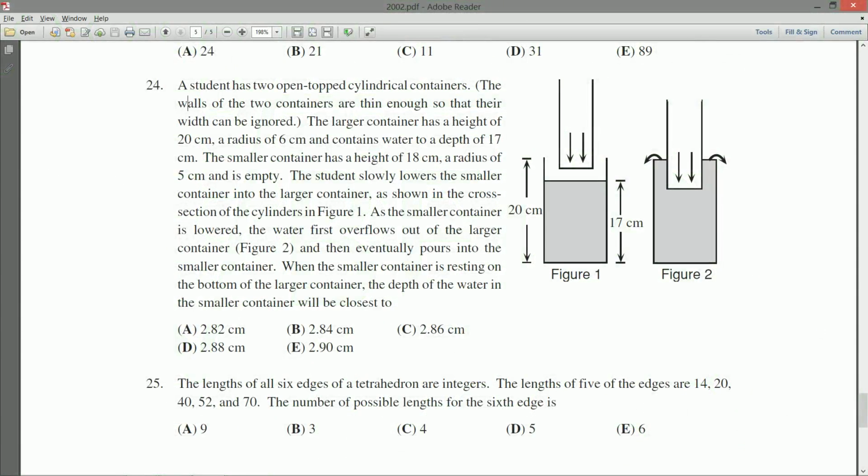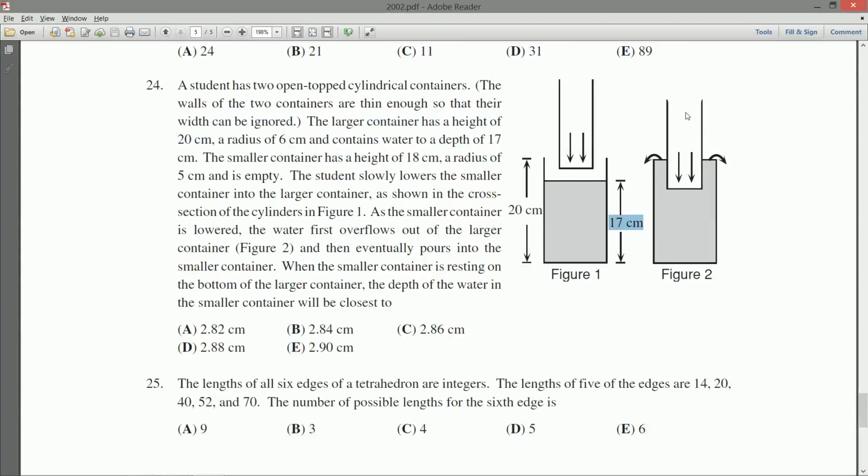A student has two open-topped cylindrical containers. The walls of the two containers are thin enough so that their width can be ignored. That's always nice. The larger container has a height of 20 centimeters and a radius of 6 centimeters, and contains water to a depth of 17 centimeters.